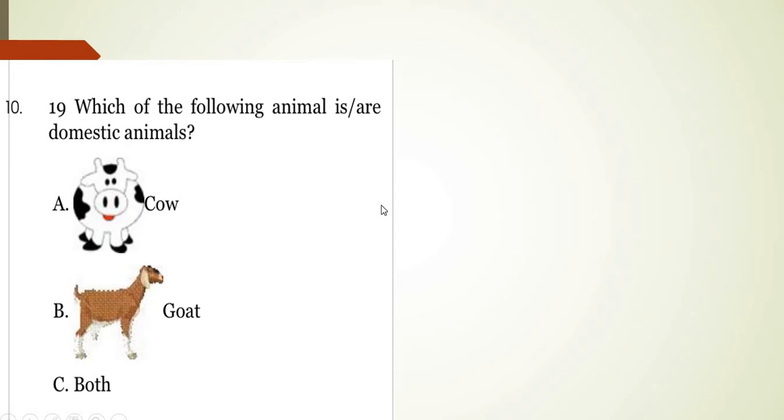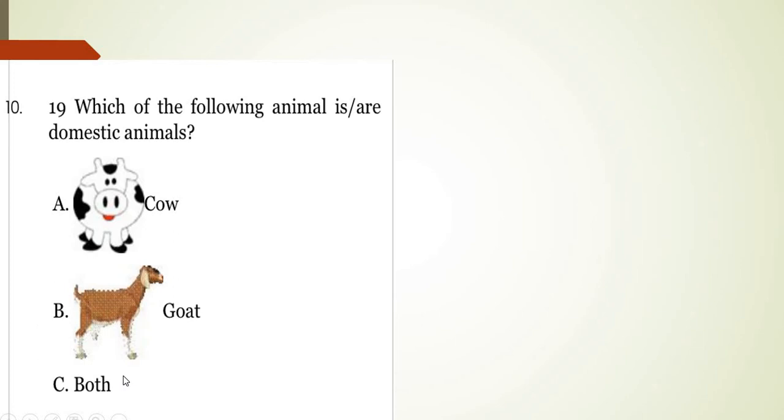Domestic animals means the animals which are useful for the household or the farm work, or which are kept by the humans and are fed by the humans. These are the domestic animals. Yes, so cow, it gives us milk and is used on the farm as well. There are many uses for the cow. What about the goat? Yes, goat is even used for various household items and various things. So I think according to me both are domestic.